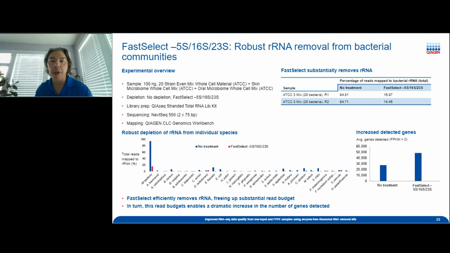Same exact experiment. Here you can see that on this particular sample, we had about 95% ribosomal RNA before we treated with FastSelect, and we get down to about 15%. On the bottom data, what we've mapped out is the percentage of ribosomal RNAs in all of that and the individual species that we have in here. You can see without treatment in blue, and then with FastSelect in red. There are a few species where you can see some residual ribosomal RNA.